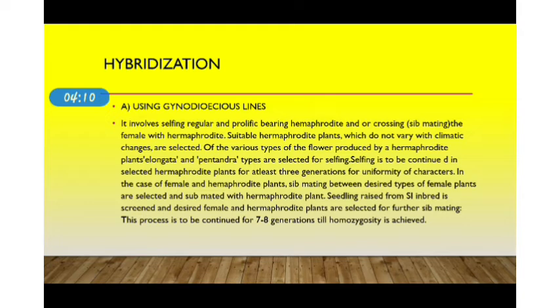In the case of female and hermaphrodite plants, sib-mating between the said types of female plants is done and the female is crossed with a hermaphrodite plant. Seedlings raised from S1 hybrid inbreeds are screened and the desired female and hermaphrodite plants are selected for further sib-mating. The process is to be continued for 7 to 8 generations till homozygosity is achieved.